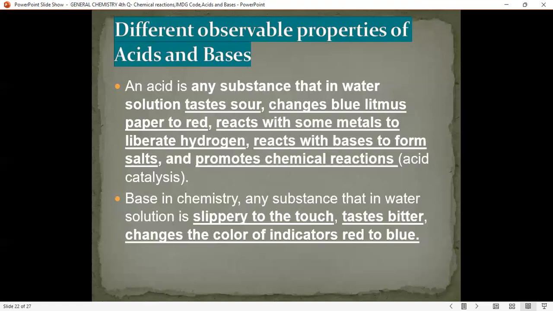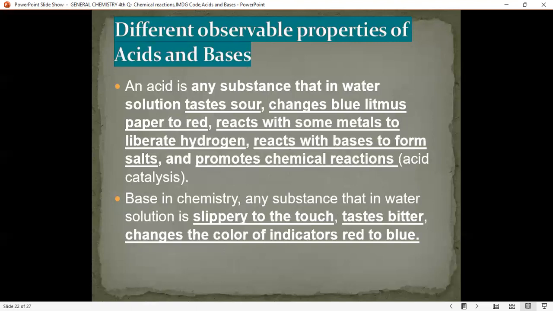So it reacts with some metals to liberate hydrogen. So the reason why when you pour some acids onto metallic materials, it easily fuses, or it reacts at some point. Okay, and it also reacts with bases to form salts. So it neutralizes our bases. Okay, and it also promotes chemical reactions, or what we call acid catalysis.